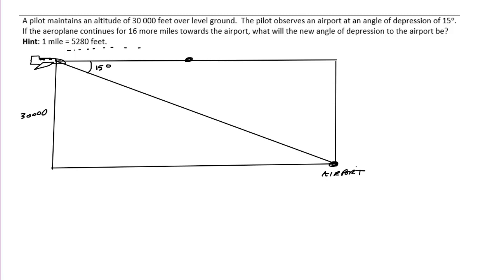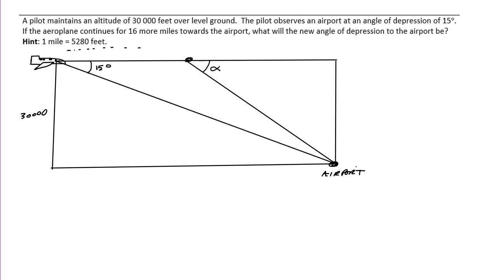All right, so he looks down again at the airport from here. This is what we want to find. So I'm just going to call this alpha. All right, so that's what we're looking for. What's the new one going to be?